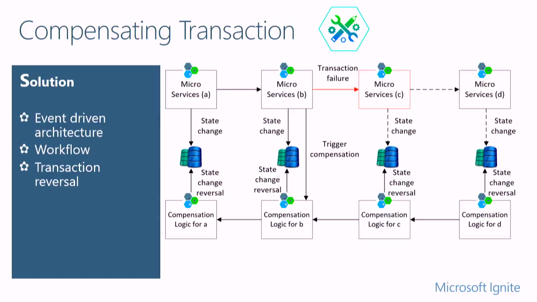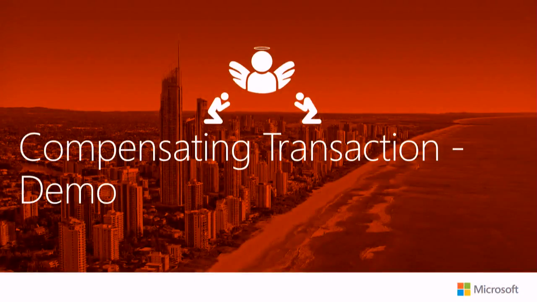The workflow would actually manage calls to microservices in order to make a transaction. If at any point one of the services fails, the workflow would start triggering the compensating logic by calling the compensatory code of the corresponding microservices. Let's see how this works by looking at a demo.